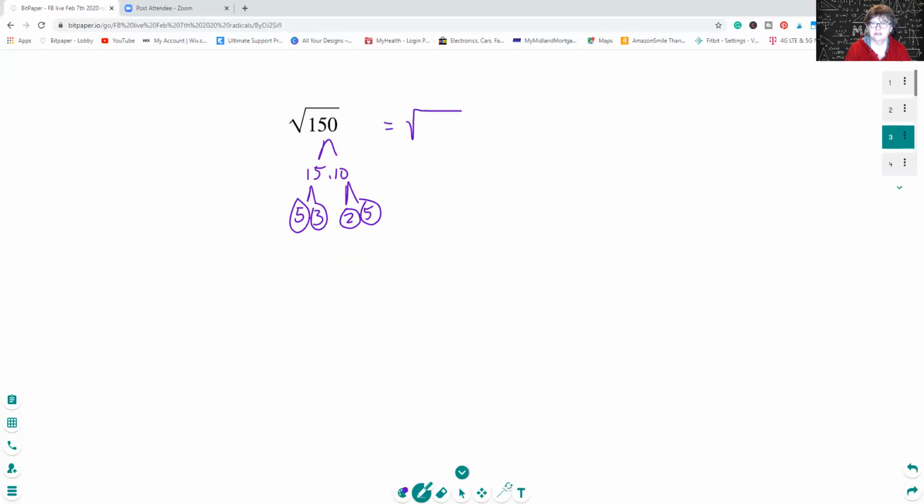Okay, so here it is under the radical, and I've got a 2, a 3, a 5, and another 5. So again, it's a square root, so I don't have a pair of 2s or a pair of 3s, but I have a pair of 5s. They're going out as a group of 5.